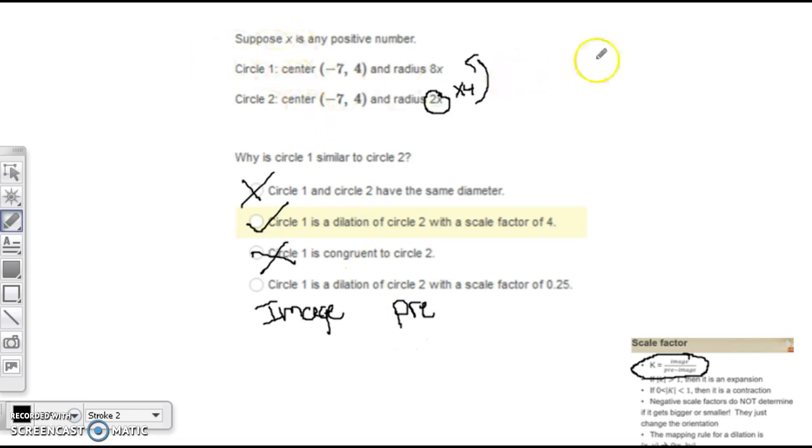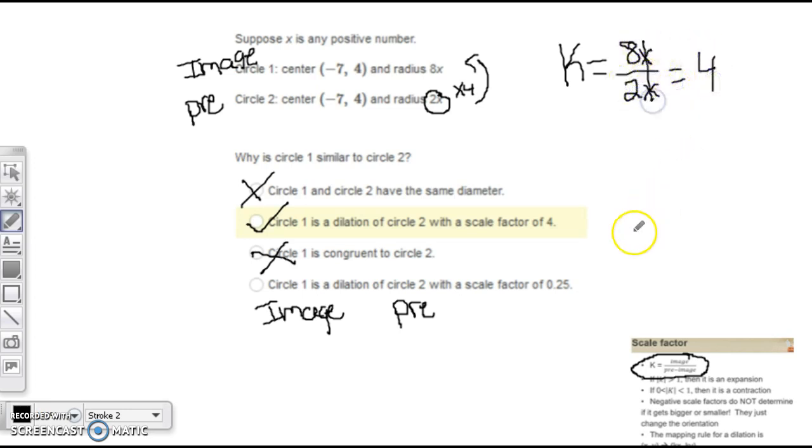So we need to go up here and let's just make sure we set up our scale factor correctly. Circle 1 is actually our image, and circle 2 is actually our pre-image. So we need to do image over pre-image, which reduces to 4. The x's cancel. So that order, the way they word it there makes the order pretty tricky. So don't get confused on that, because if you just do it the way I used to always do it, where the first one was the pre-image and the second was the image, you're going to get messed up.